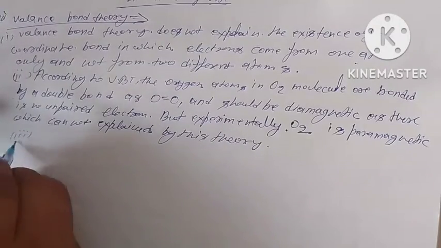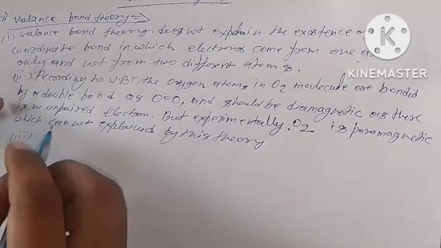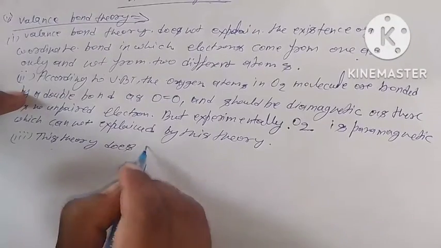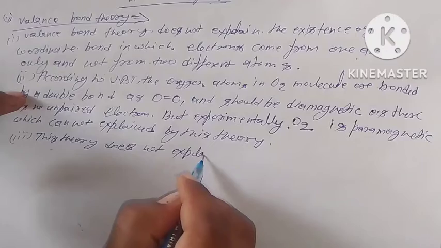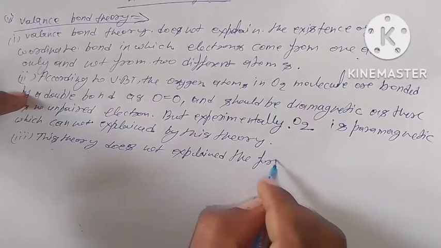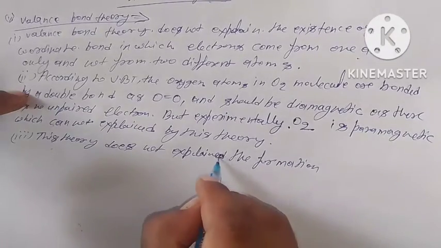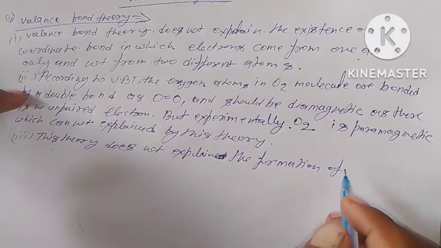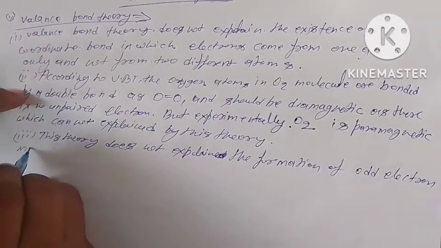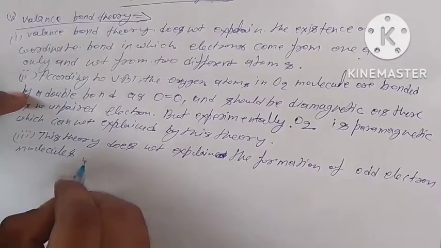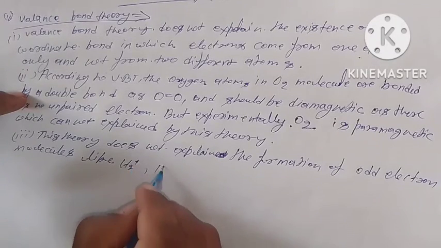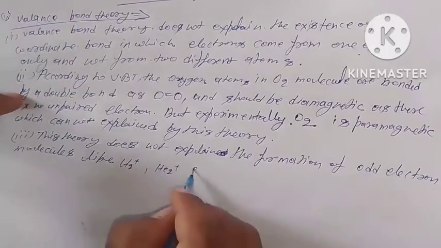Third point. This theory does not explain the formation of odd electron molecules like H2 cation, helium 2 cation, etc.